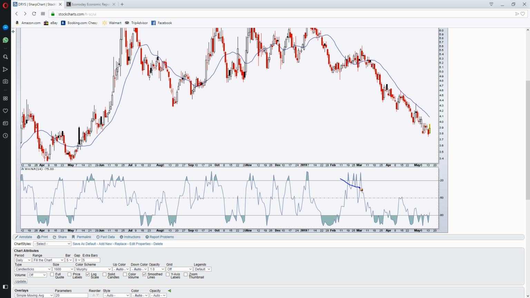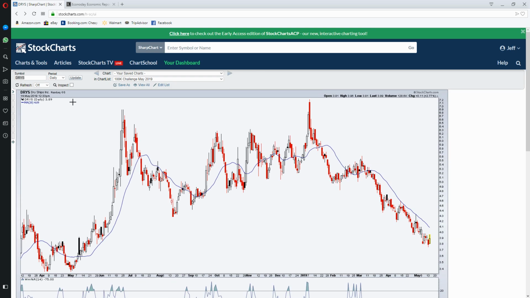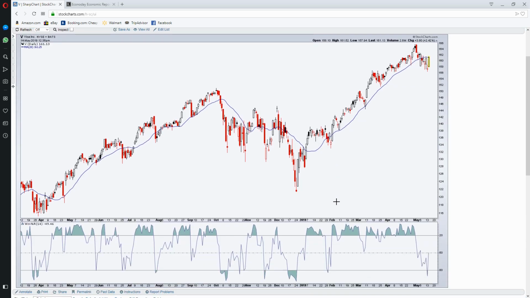When does it start working? You take the top fundamental stocks in the market. For example, a Visa. One of the absolute top fundamental stocks in the market. And when the market vibe turns bullish, like it did right back here in January, and the Williams %R goes above minus 20, you buy it. And you run with it.